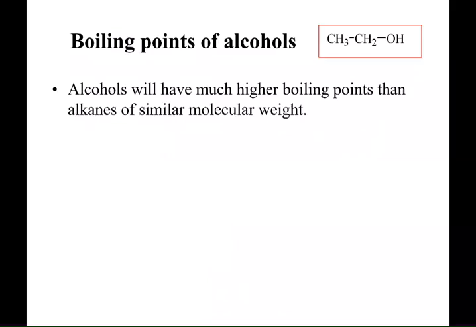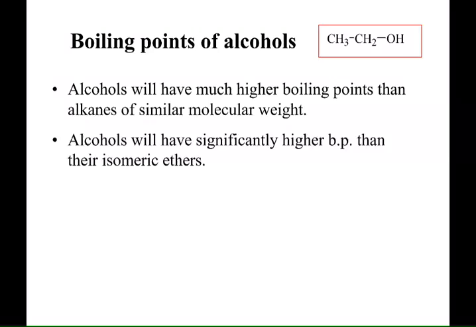Cool. So the boiling points of alcohols. Our alcohol was R-OH. Alcohols will have much higher boiling point than alkanes of similar molecular weight. Why is that? Stronger bonds. Yeah, you can get hydrogen bonding with the alcohol. You cannot get hydrogen bonding with an alkane. Stronger bonds, exactly. Alcohols will have higher boiling point than their isomeric ethers.